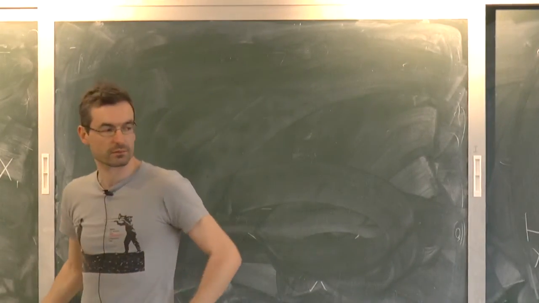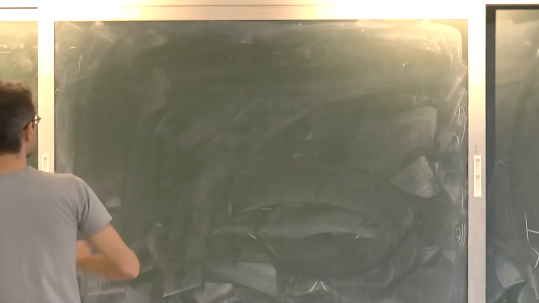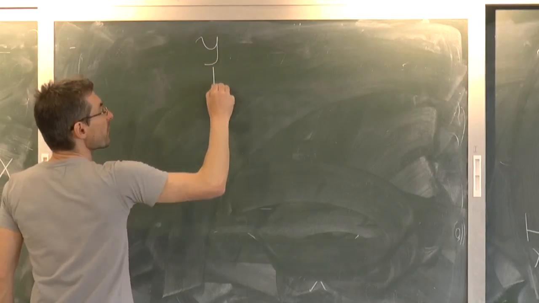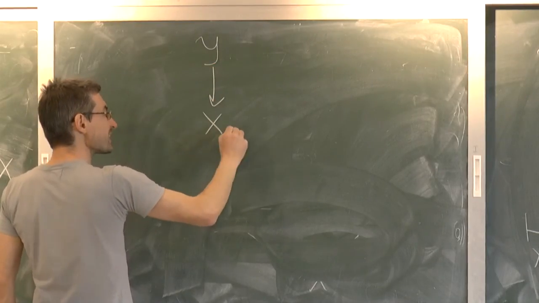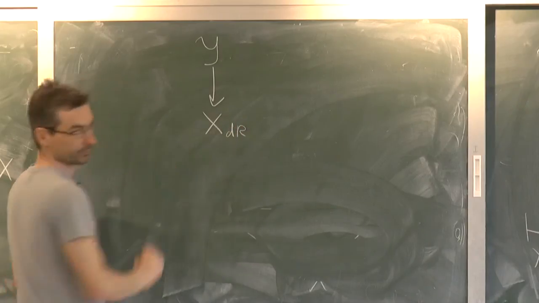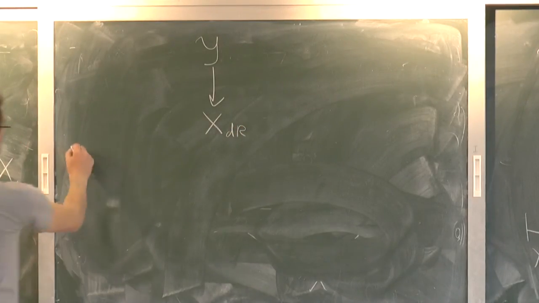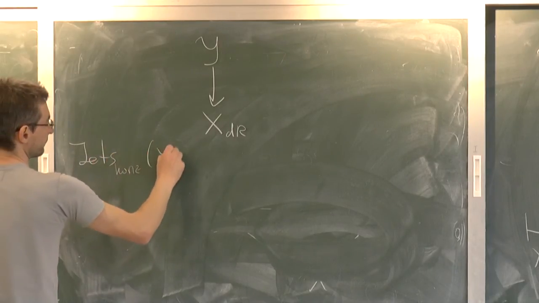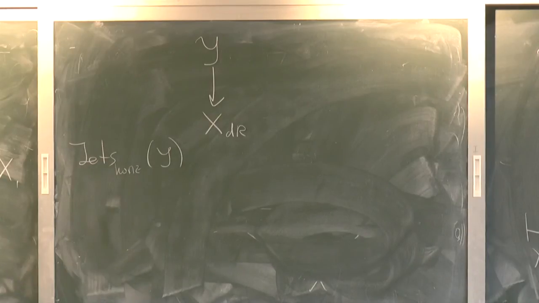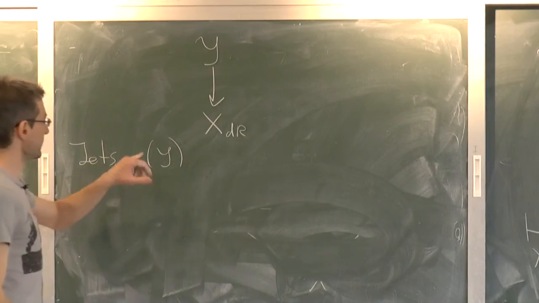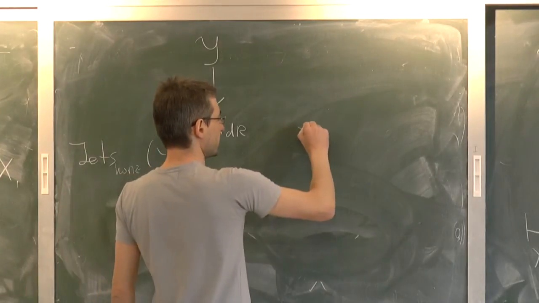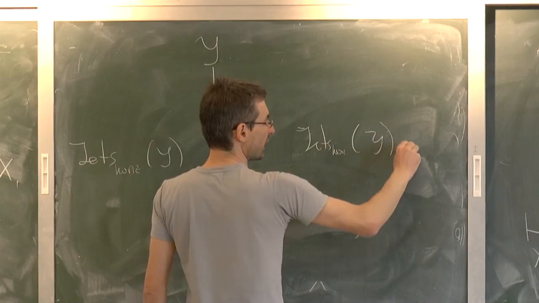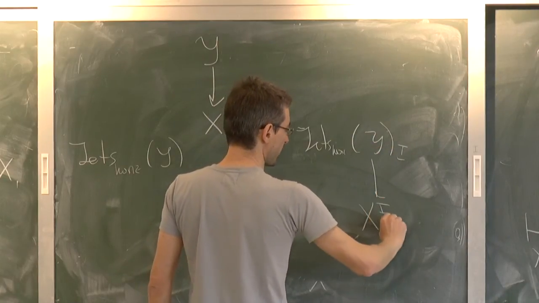Now I'll do one more in a different context, but only the simple one. And this is the one that has been explicitly done by Sam. So now I'll start with a different kind of datum. I'll start with Y that lives over not X, but X de Rham. And I'll produce another factorization space. I'll call it jets horizontal of Y. So again, I have to say who it is. So I need to define jets horizontal of Y over X^I de Rham.